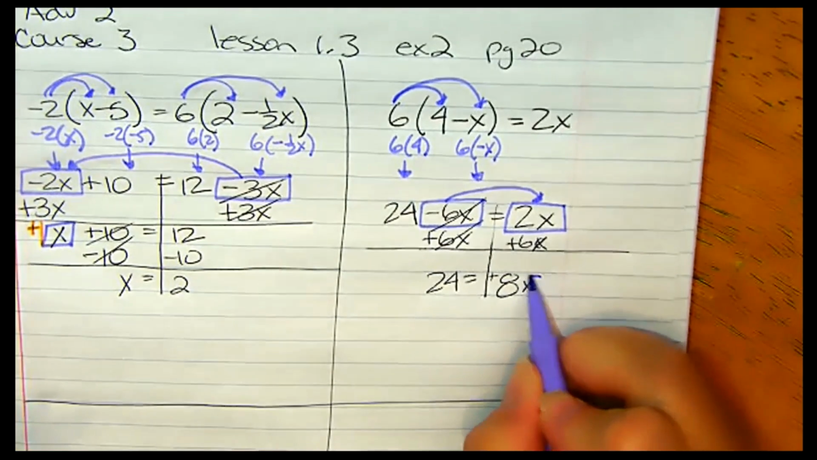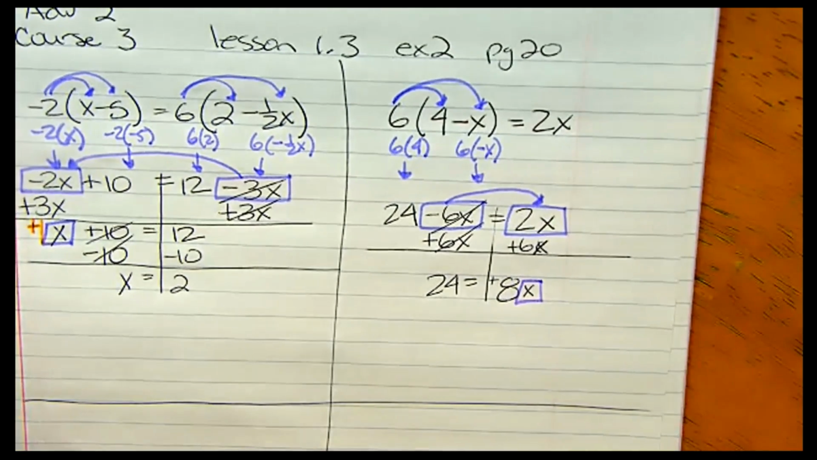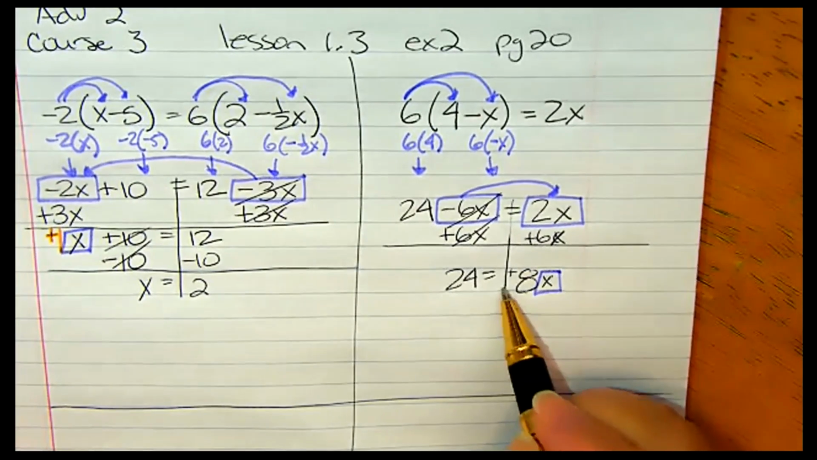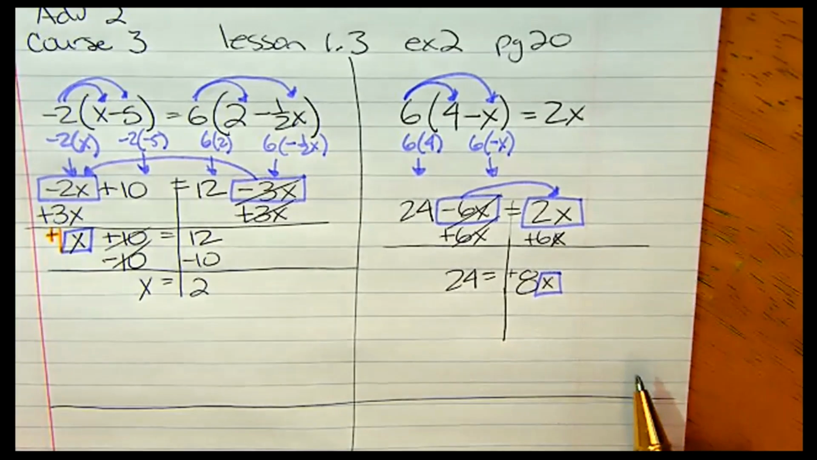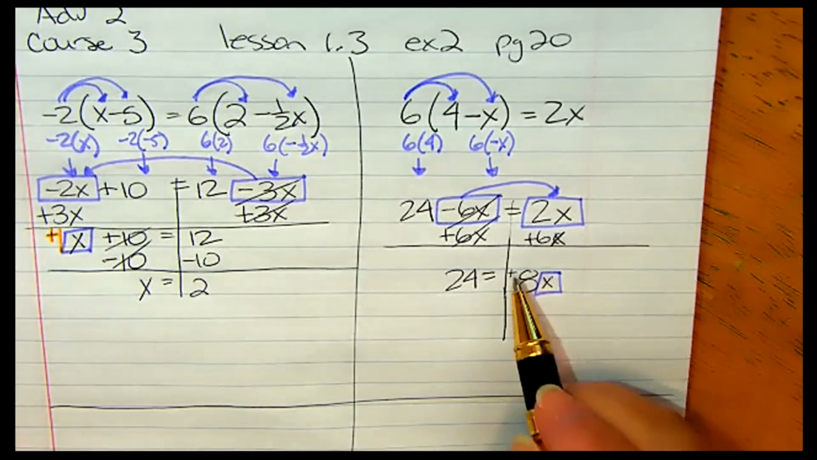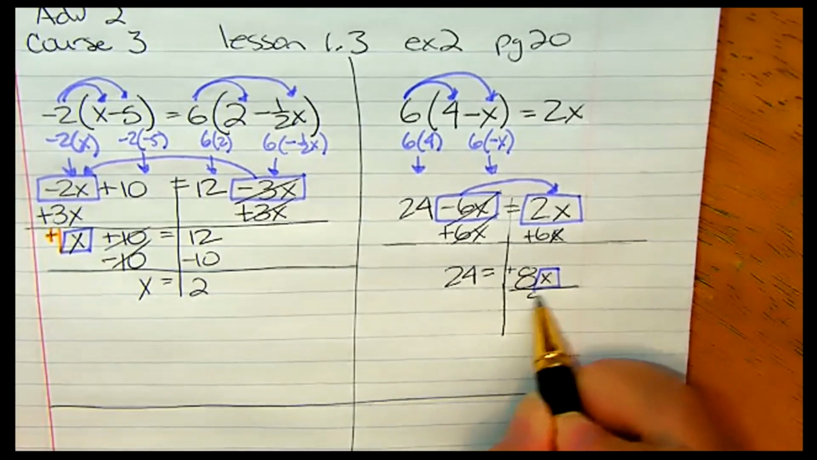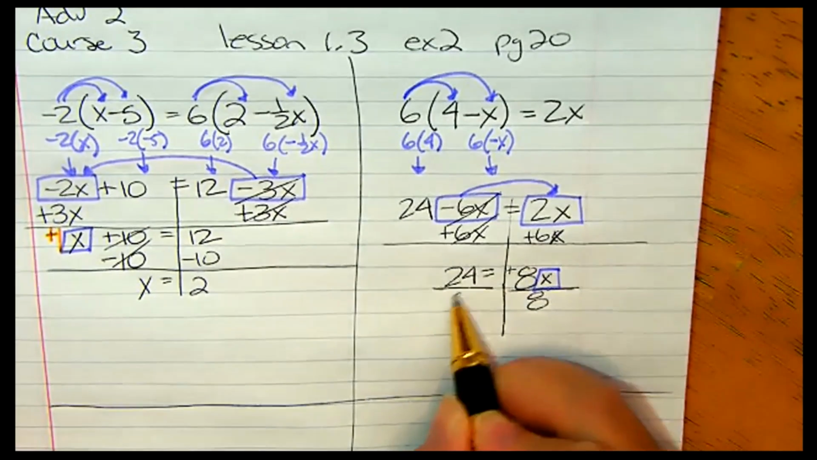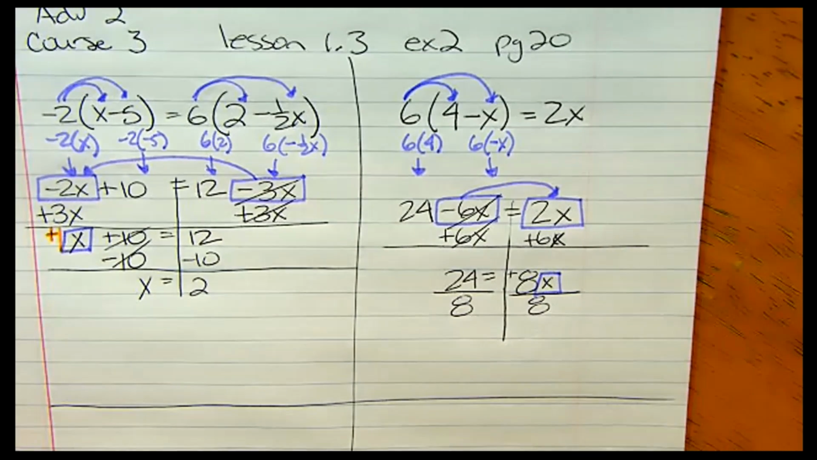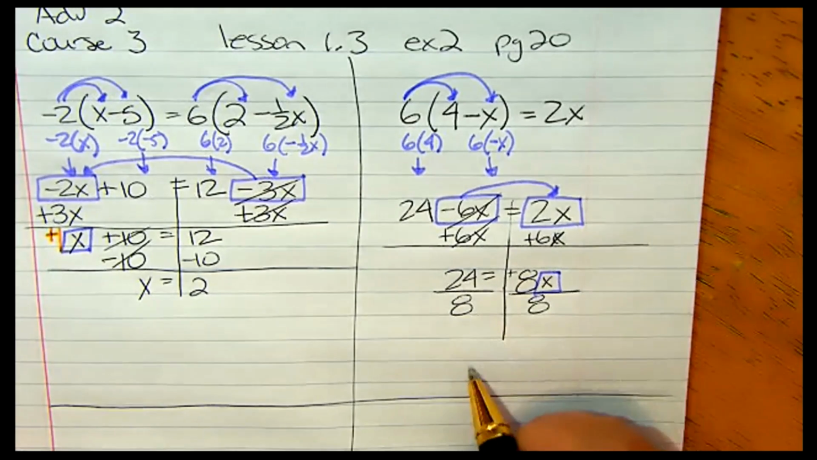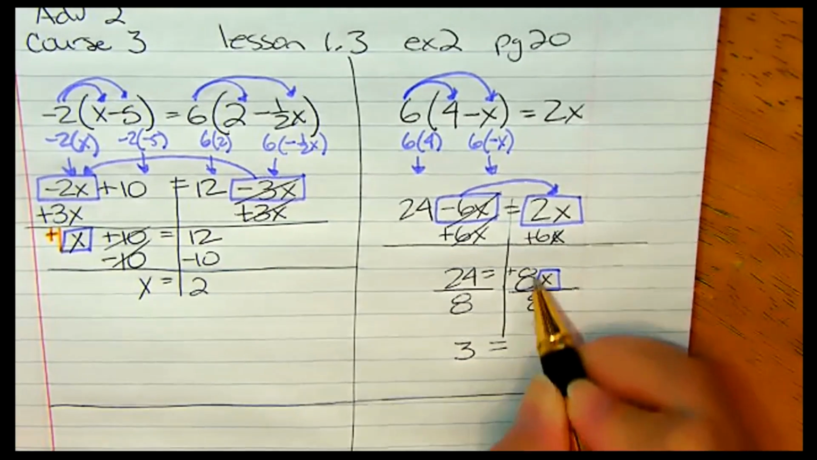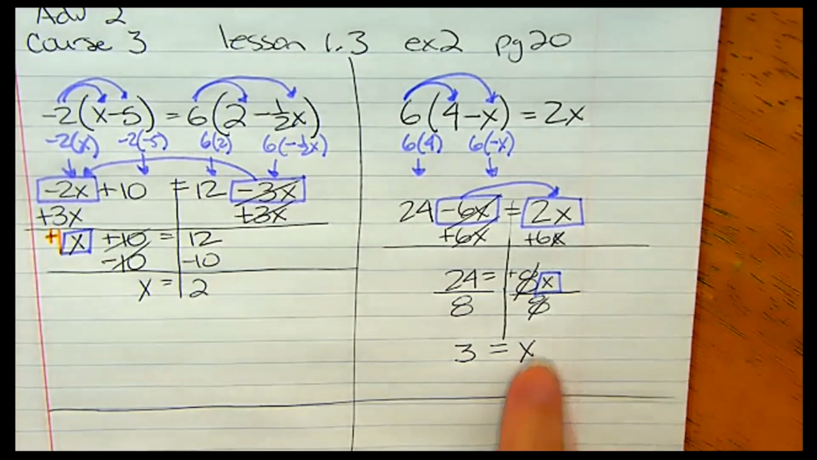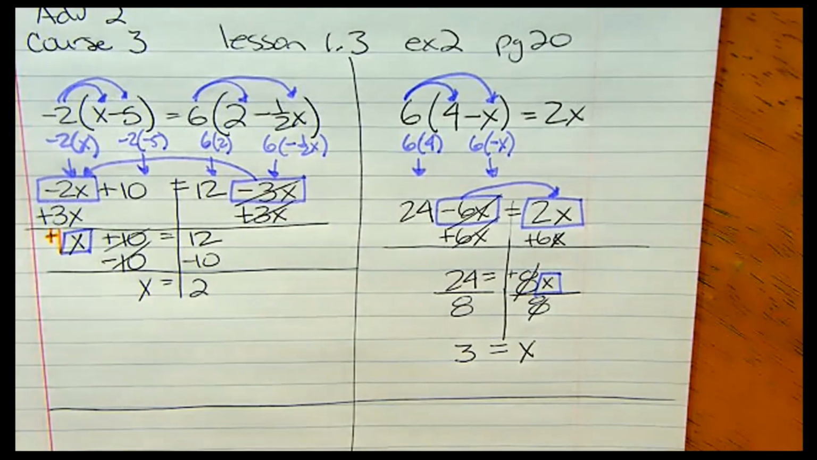Now this is definitely something you know how to do. I need to isolate that variable. So I need to get rid of or undo this times 8. To undo times 8, I'm going to divide by 8. What I do to one side, I must do to the other. 24 divided by 8 is 3. These guys cancel. So my solution is x equals 3.